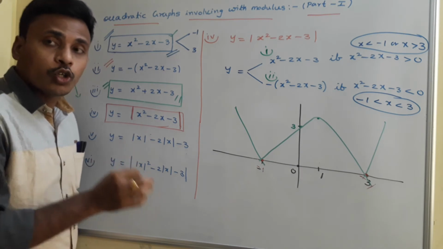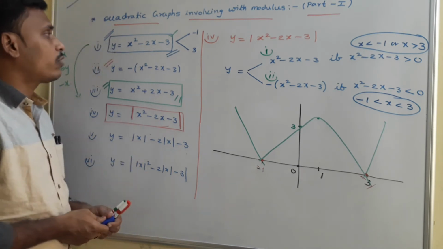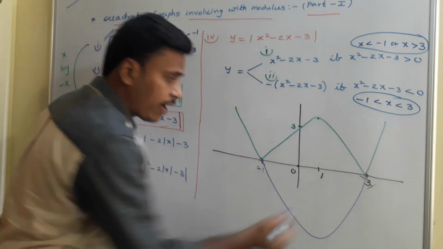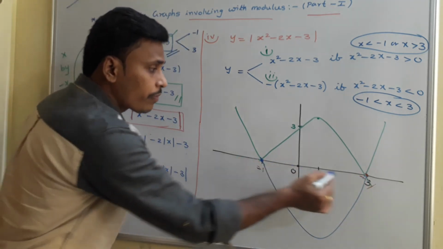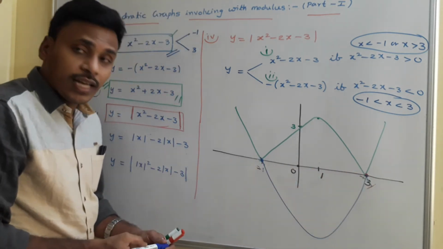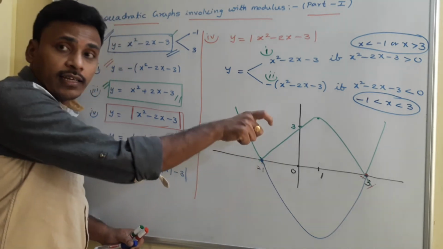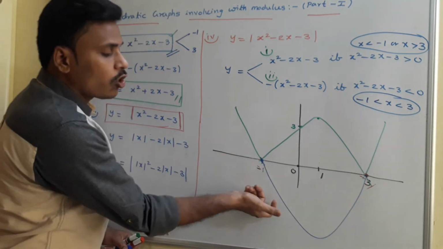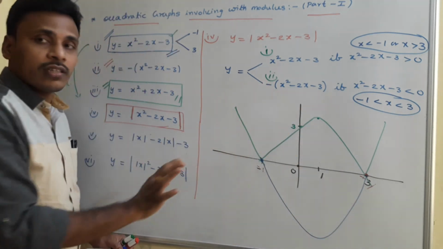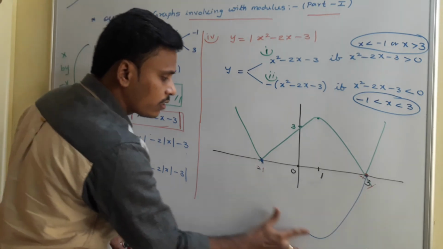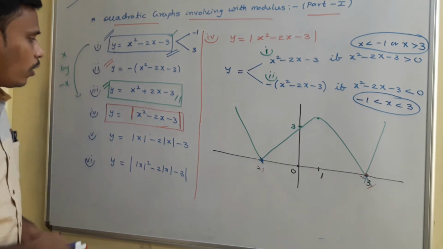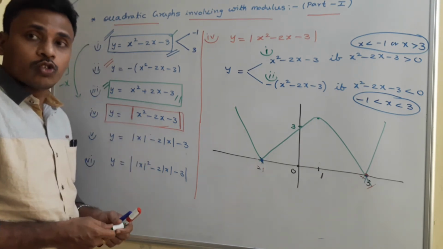But if you wish to sketch, just think about this first graph, x square minus 2x minus 3. If this is the first graph, you just flip the part in the negative region. This is the part in the negative region, right? You just flip it horizontally. We call it vertical, right? You just flip this negative region part to the positive region. That's it. At the end, this green color part is the graph of y is equal to modulus of x square minus 2x minus 3.